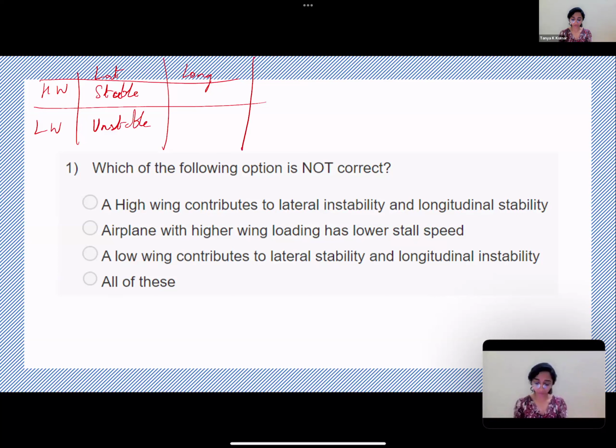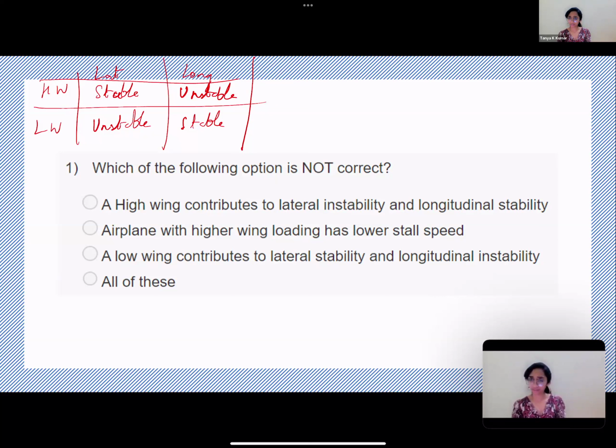Now tell me about the longitudinal case. High wing stable or unstable? High wing unstable, okay. And low wing stable. Can you tell me why? So longitudinal case is the dynamics about which axis? The longitudinal axis. So what is the angle that you would analyze there? For the longitudinal stability, what angle dynamics would you consider?